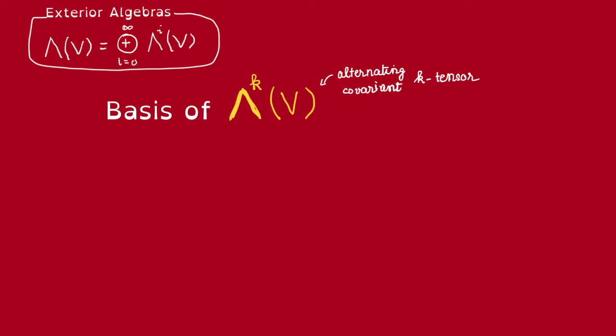Let's find a basis for the space of alternating covariant k-tensors. Now, as usual, we have to ask: we want to describe this basis, but in terms of what? Of course, it will be in terms of the basis of V. And so if V has a basis E1, ..., En, then we have a dual basis V1, ..., Vn. And remember to be careful about the position of the indices.